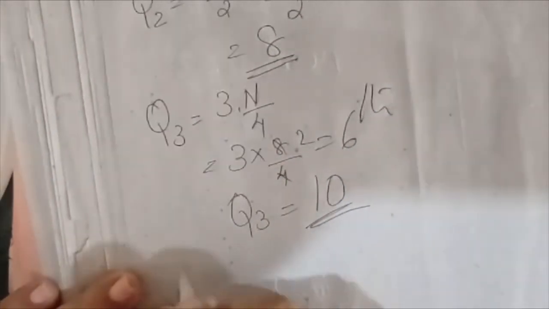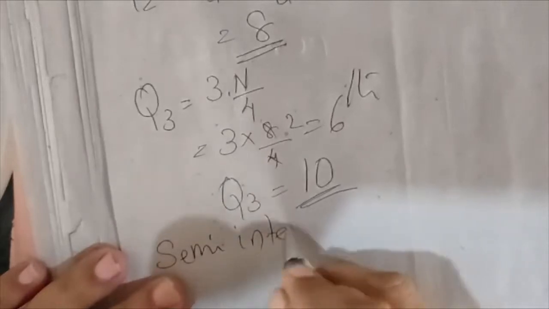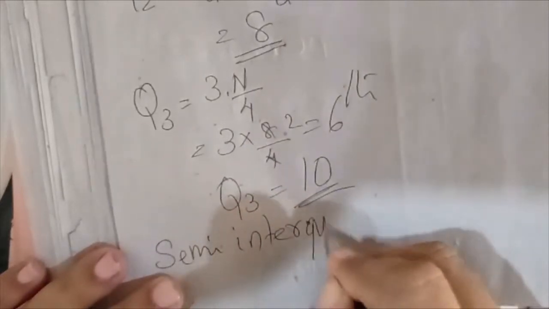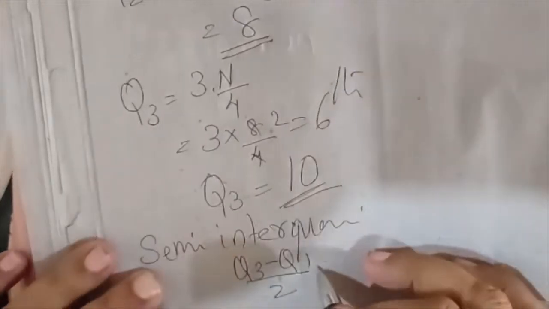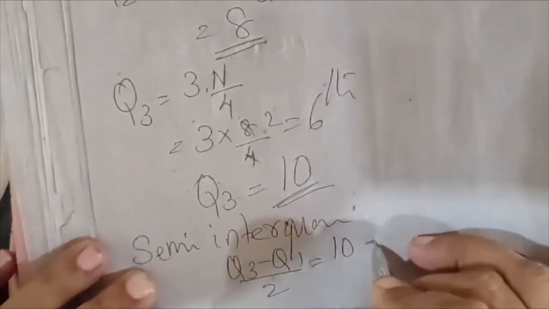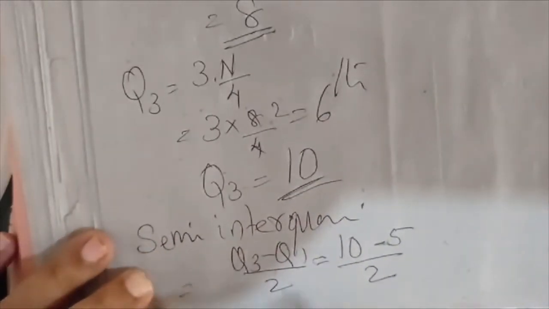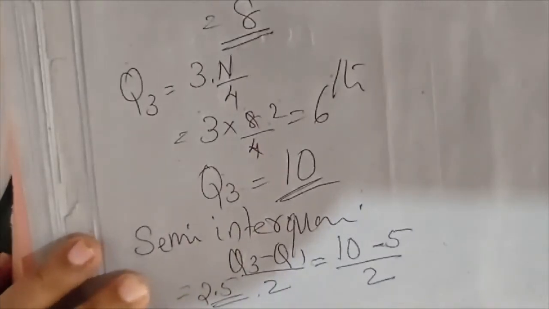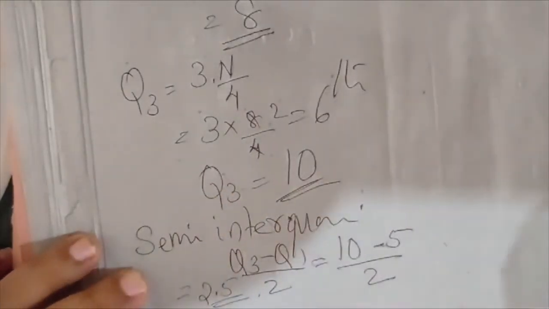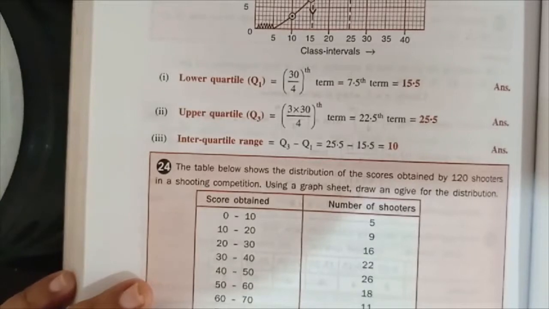Suppose my question is, what is the semi-interquartile range? Semi-interquartile range is Q3 minus Q1 by 2. What is your Q3? 10 minus Q1, Q1 is 5, by 2. 10 minus 5 is 5, by 2 is 2.5. Study this also: mean, median and quartiles.